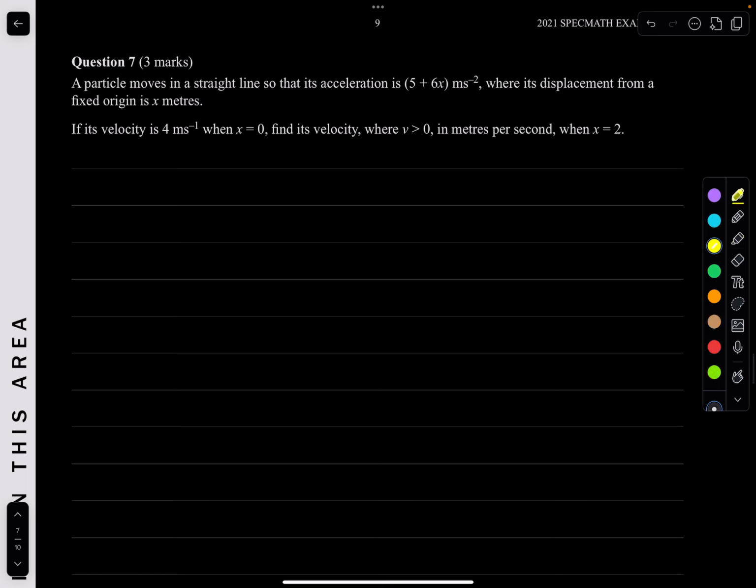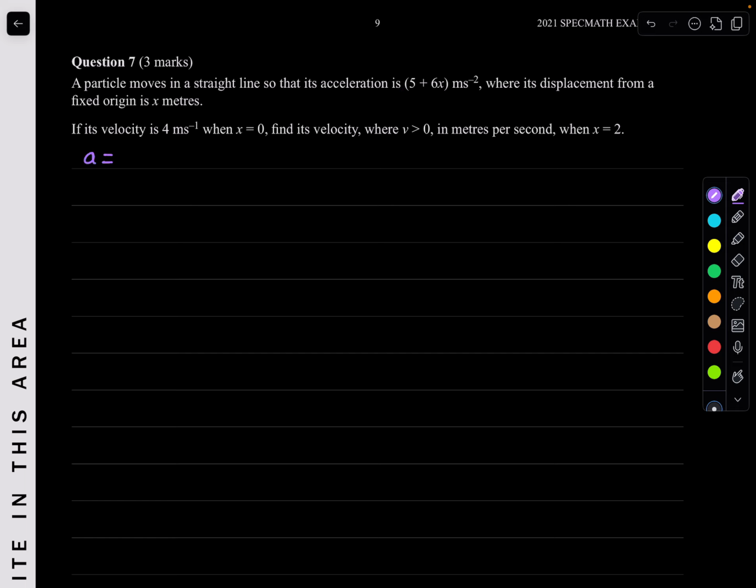Next, question 7. Let's try this. A particle moves in a straight line so that its acceleration is this, where its displacement from a fixed origin is x meters. If its velocity is 4 when x equals 0, find its velocity, where v is greater than 0, in meters per second when x equals 2. Typical nice question. So we have the acceleration formula.